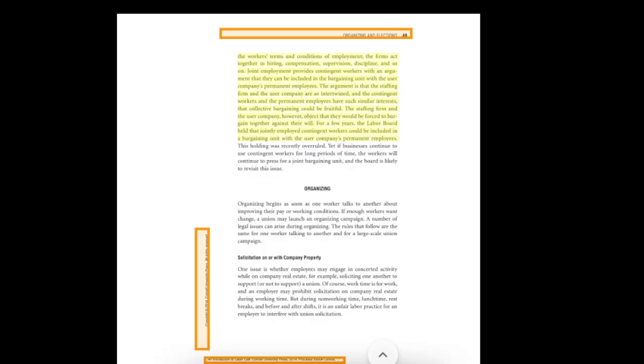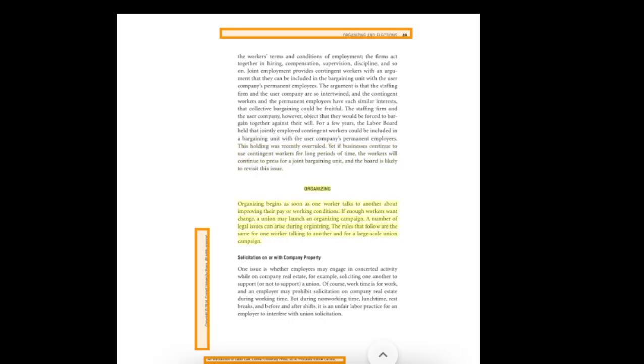The staffing firm and the user company, however, object that they would be forced to bargain together against their will. For a few years, the labor board held that jointly employed contingent workers could be included in a bargaining unit with the user company's permanent employees. This holding was recently overruled. Yet if businesses continue to use contingent workers for long periods of time, the workers will continue to press for a joint bargaining unit, and the board is likely to revisit this issue.